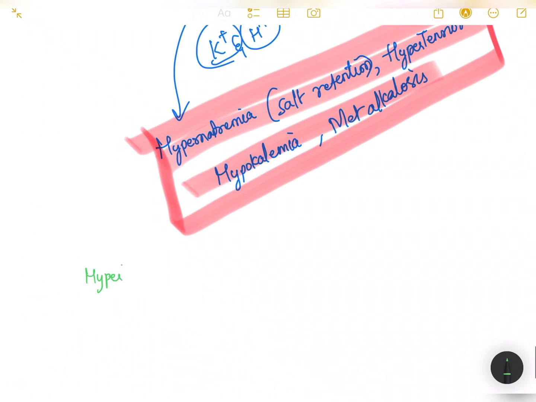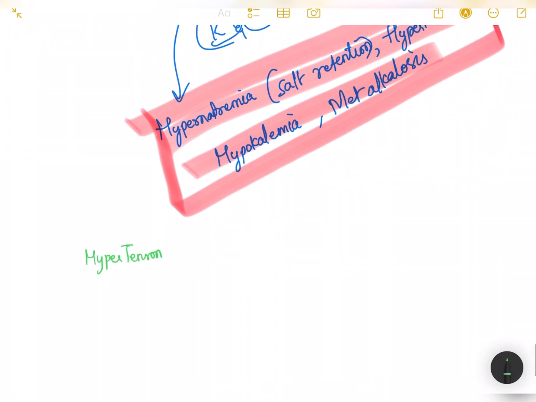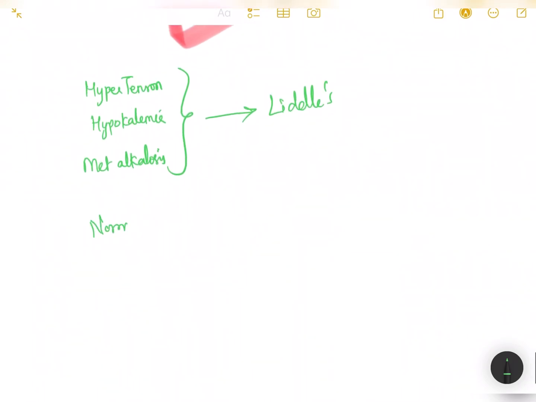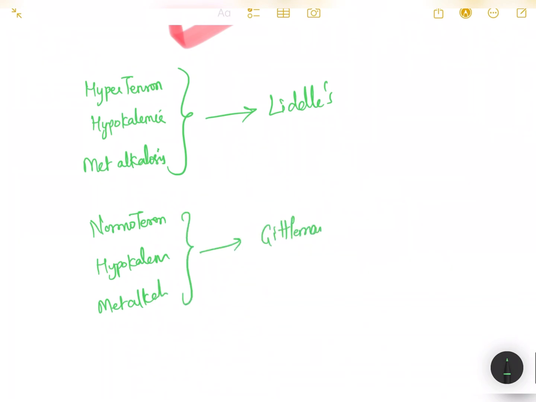So, you can be asked like this. Where is this triad seen? It's not a triad. Where is this combination seen? Hypertension, hypokalemia, metabolic alkalosis. It is seen in Liddle's. Where is this seen? Normotension, hypokalemia, metabolic alkalosis. This is seen in Gitelman and Bartter. If you want to differentiate, Gitelman has hypocalciuria, Bartter has hypercalciuria.